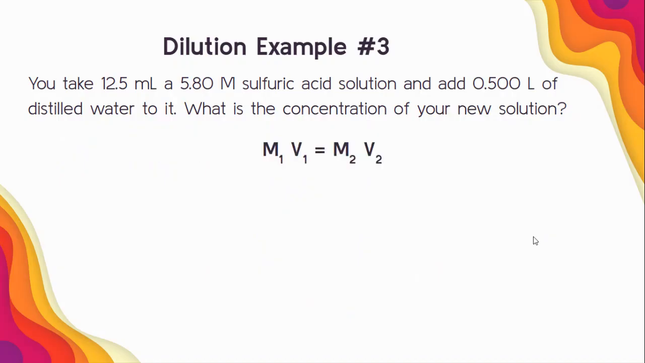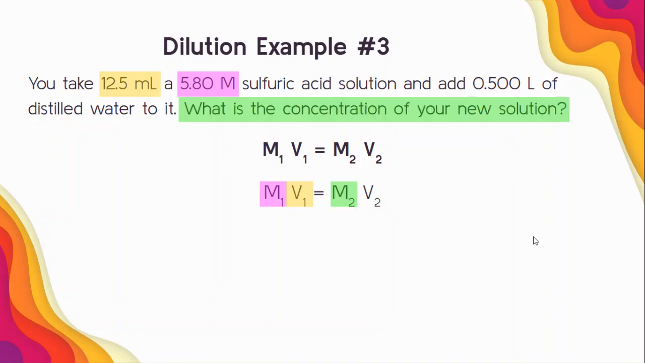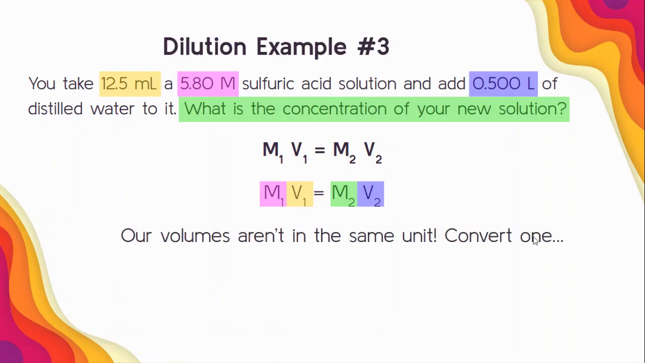In the case of example number 3, we're going to use the dilution equation again. Our M1 is the molarity of our stock solution, or our more concentrated solution, which is 5.8. V1 is the volume of that stock solution, which is 12.5. M2 is the concentration of the new solution, which is what we're trying to find. And V2 would be the volume of our final solution, which is 0.5 liters.